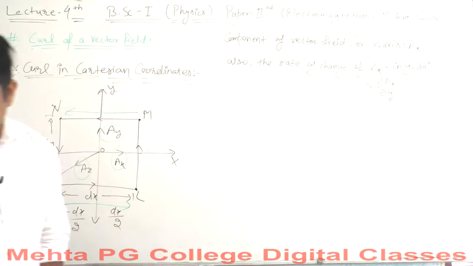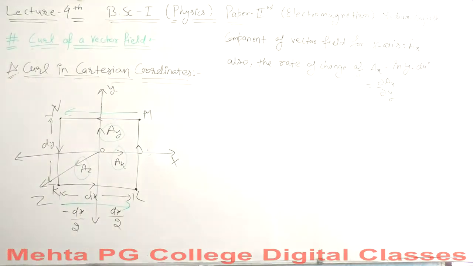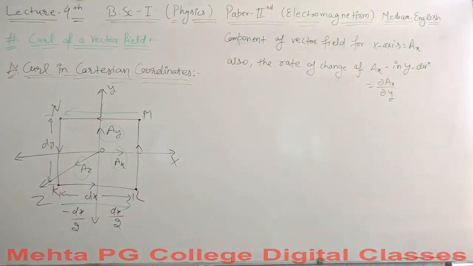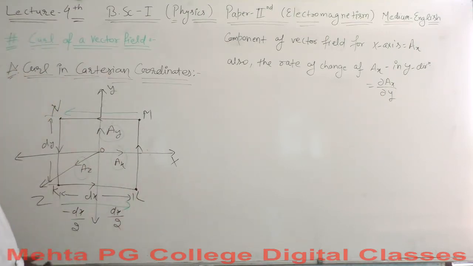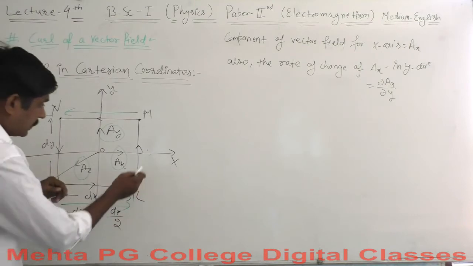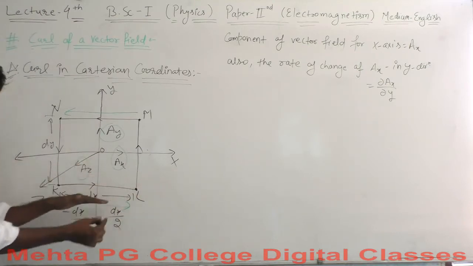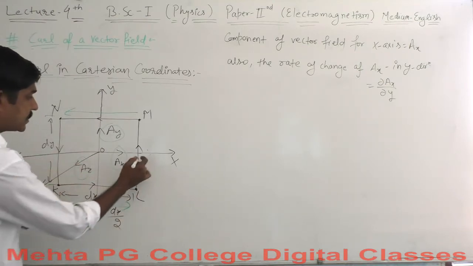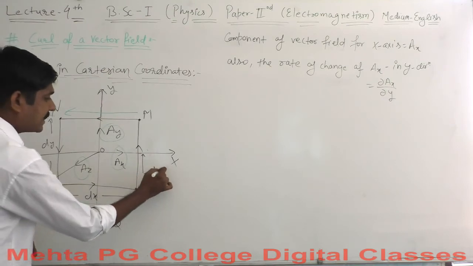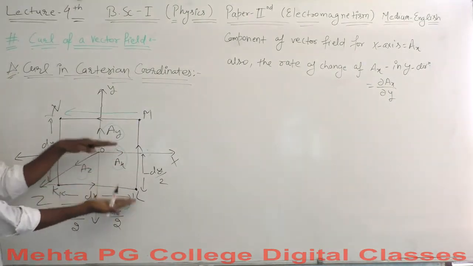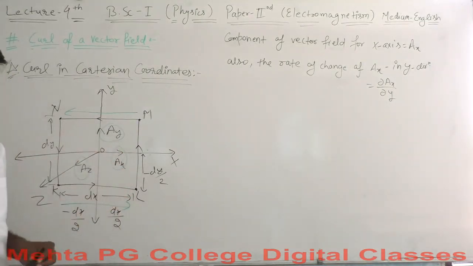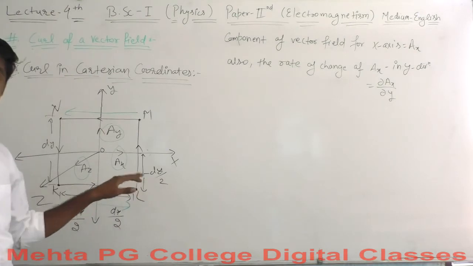Okay, so the change would be, from the central point O, certainly for the y axis the component would have differentiation according to their distance. So the distance for KL, remember, KL is situated at a distance minus dy by 2 from the origin. The distance of KL from the origin is minus dy by 2.